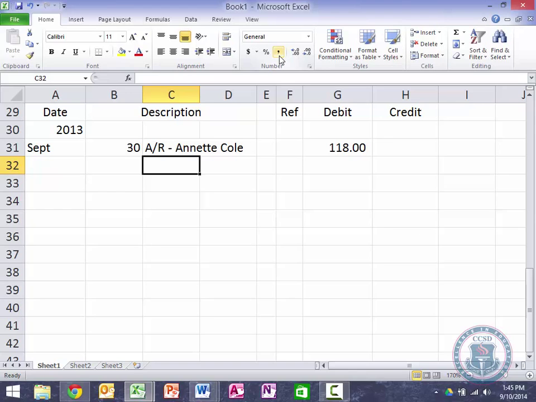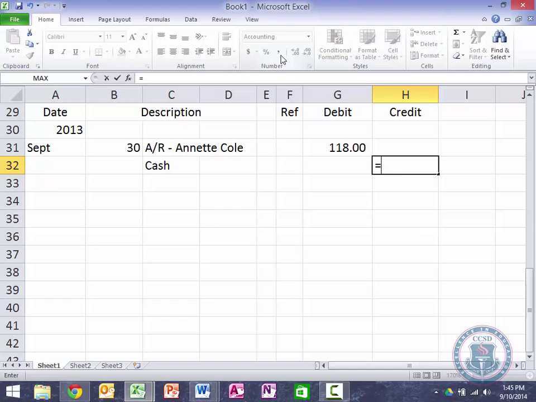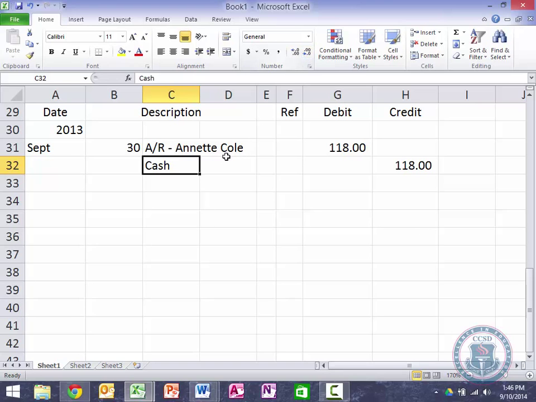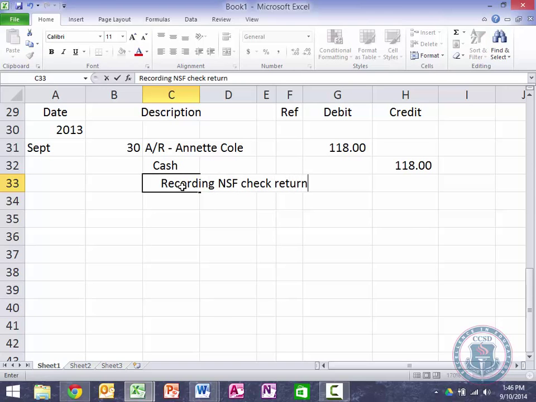We're going to put it back into AR. It was never in AR, so we're going to pull it out of cash. We're going to say this equals the same amount. I'm going to go ahead and indent cash just so we can see that it's a credit. And then we're going to put a little description in here. The description will be recording NSF check returned by bank, something like that.